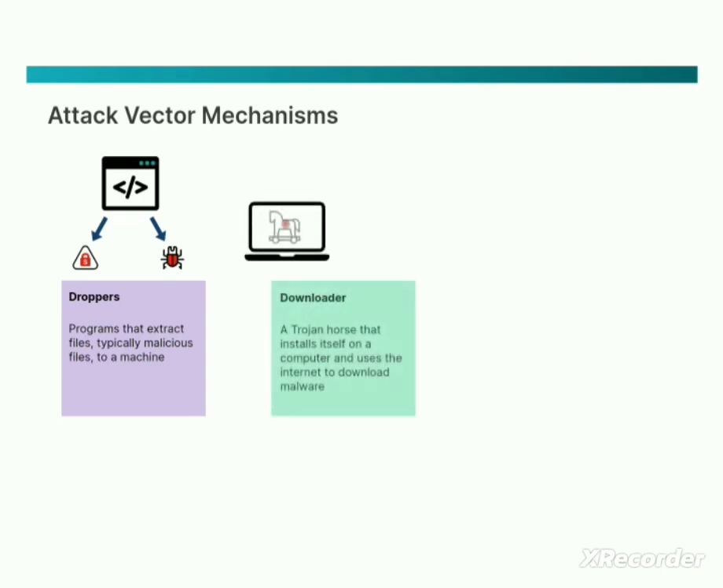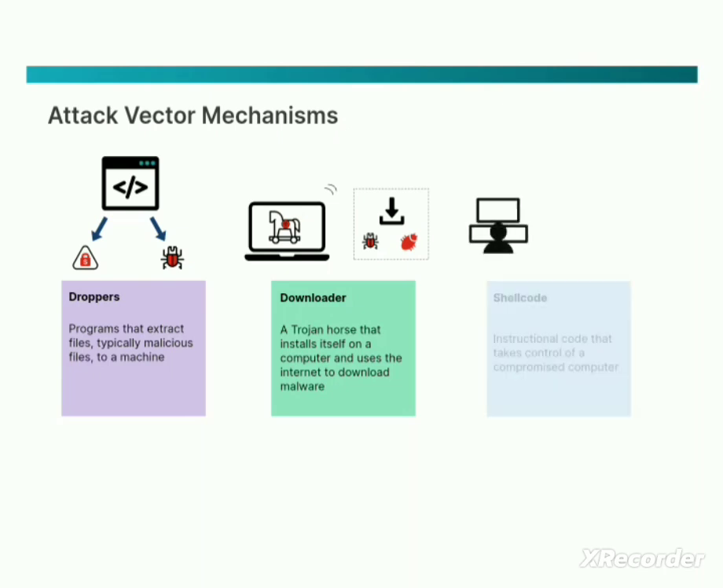A downloader is a type of Trojan horse that installs itself on a computer and waits until an internet connection becomes available to connect to a remote server or website. It then downloads additional programs, usually malware, onto the infected computer.